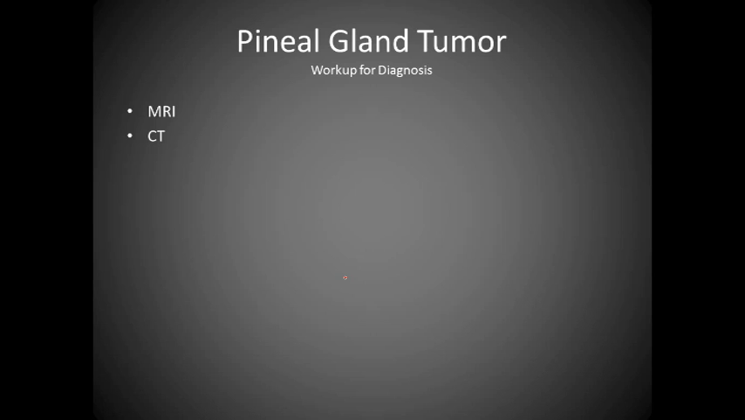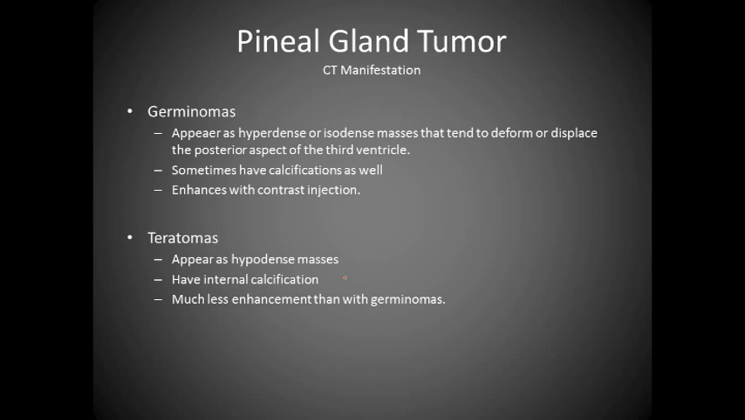So the workup for diagnosis is MRI and CT, with MRI probably playing a slightly larger role than CT in this effect. Germinomas appear as hyperdense and isodense masses that tend to deform or displace the posterior aspect of the third ventricle. So germinomas are going to have abnormalities in the third ventricle.